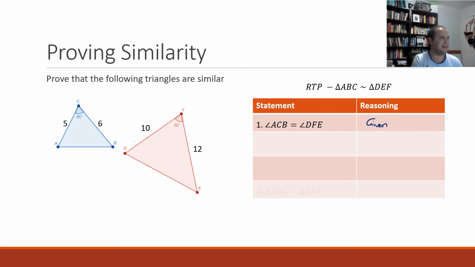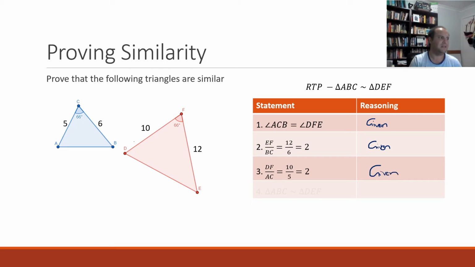Now the second thing we can say is looking at EF up this way, which is 12, and BC, those sides look like they correspond. Their ratio is 2. Once again, that information was given because we were given the sides. Thirdly, looking at the other 2 sides we were given, DF, which is 10, and AC look like they correspond. So if we find the ratio of those sides, 10 over 5, that also equals 2.